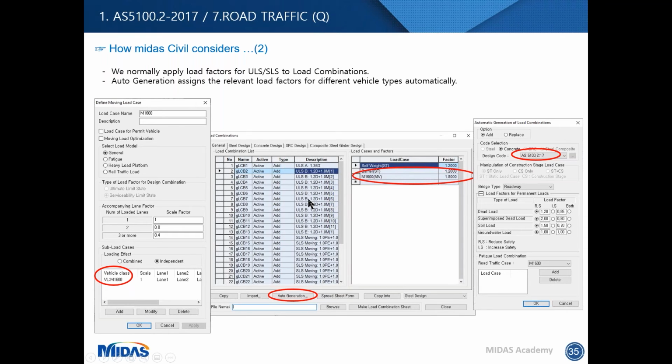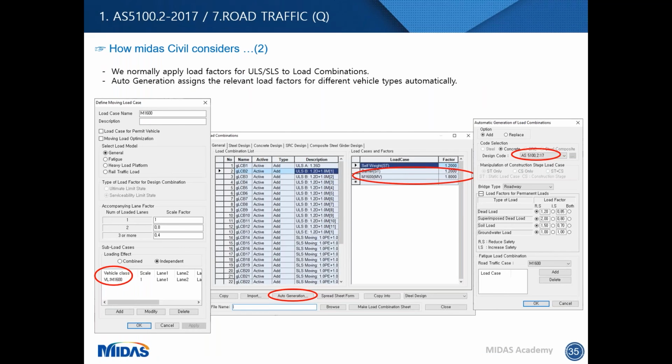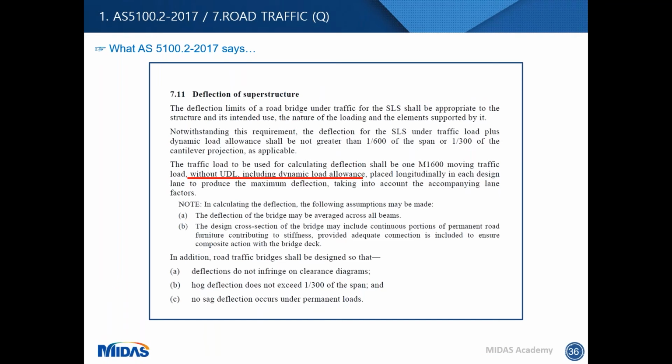So for the UDL, ultimate limit state, M1600 has 1.8 as the load factor. So for the different vehicles, we have different load factors according to this table. Okay, move on to next.